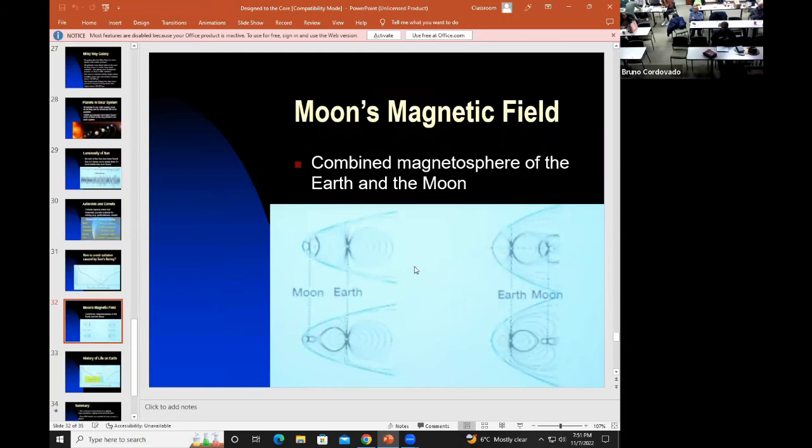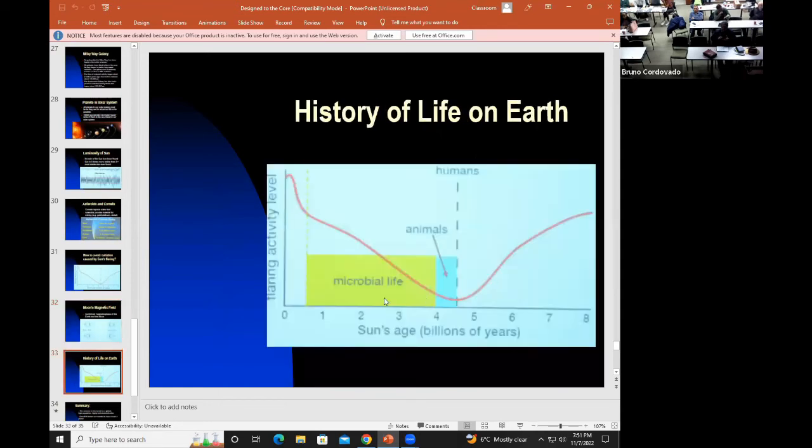We need to have a moon that formed with a magnetosphere at the beginning, so that the magnetism of the combined Earth and Moon was strong enough to stop that radiation from hitting the Earth. So that you were still able to have microbial life, but then at a certain point God created animals.